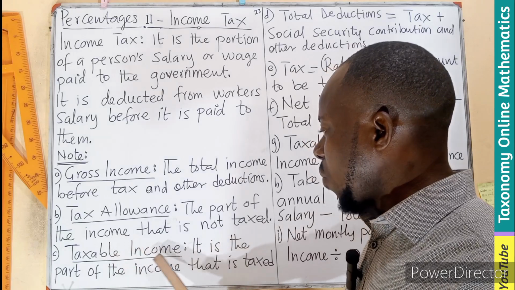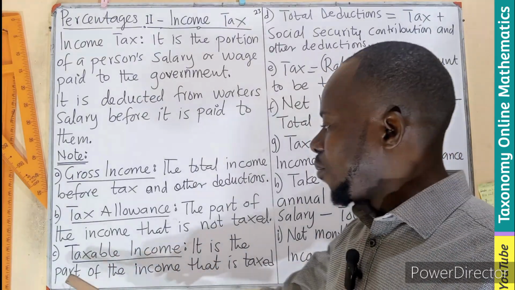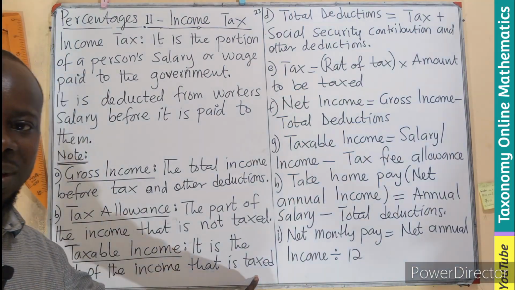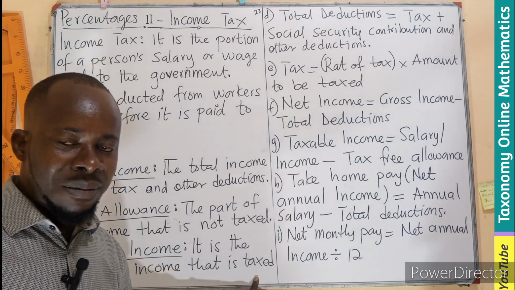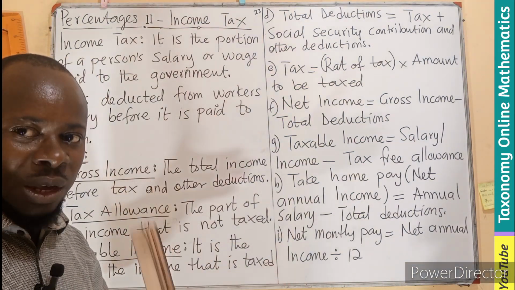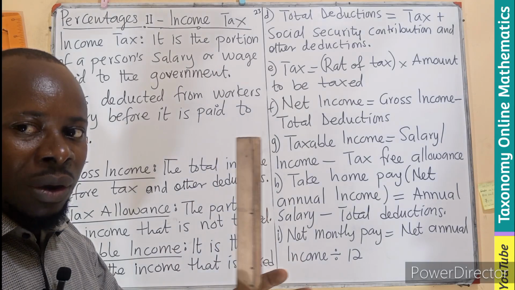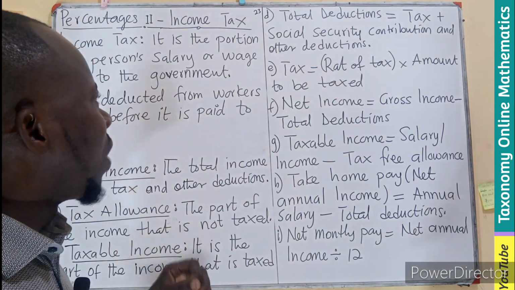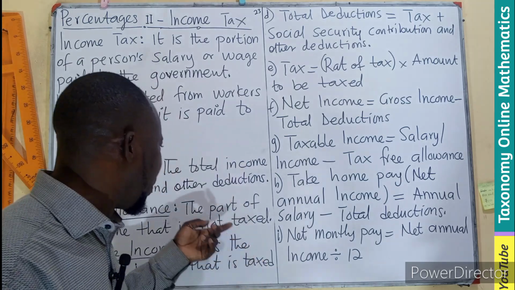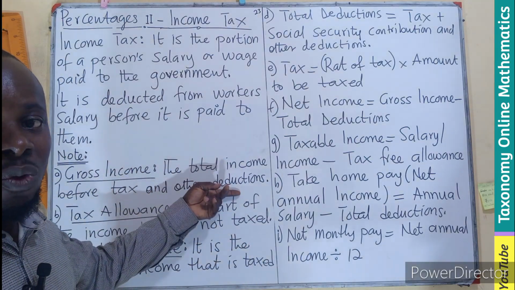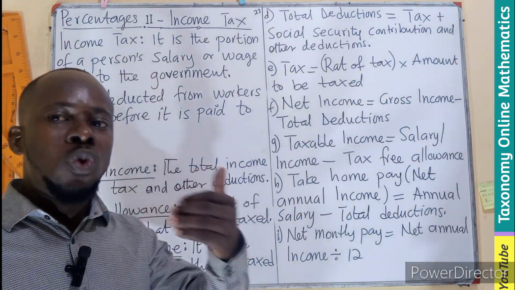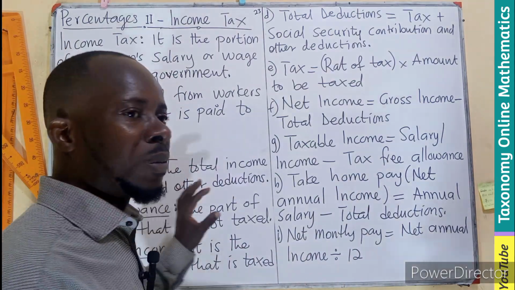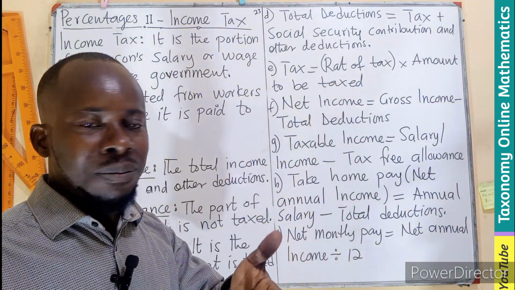So there's a part of your salary, the portion of the income that is taxed. That is where the tax component is being calculated on. That is our taxable income. Then we also have what we call total deductions. We mentioned that other deductions will be taken away. What are the total deductions that are removed from the gross income?